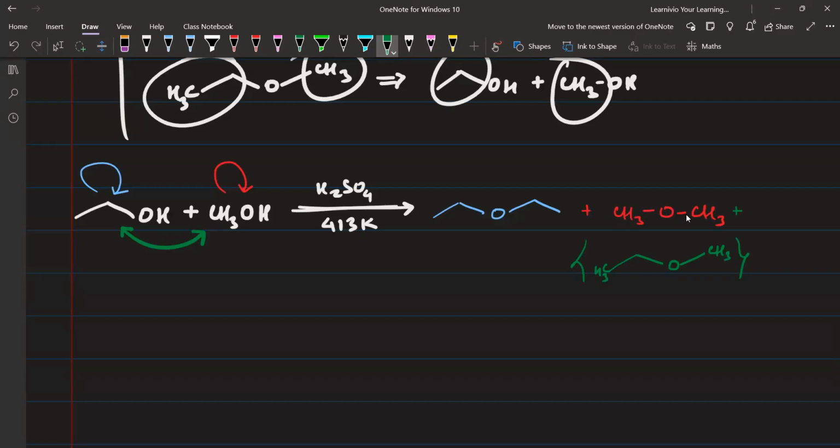And obviously, the ethers that are present will not have a large difference in the boiling point. So it will be very difficult to separate them by distillation or some simple methods. That is why we do not use this particular method of preparation for unsymmetrical ethers. For unsymmetrical ethers, we do not use the dehydration of alcohol as a method of preparation.